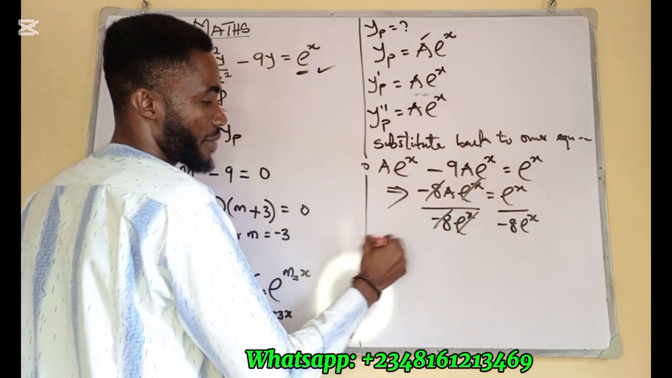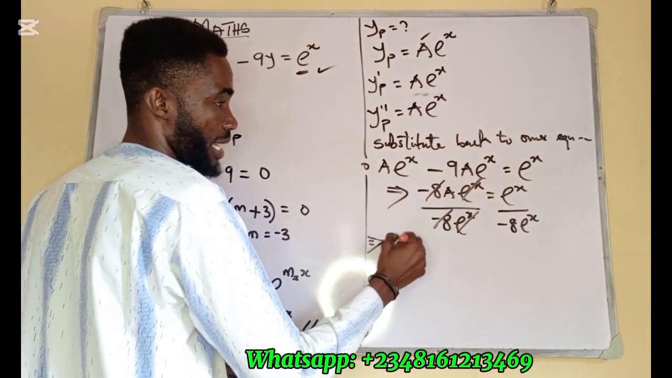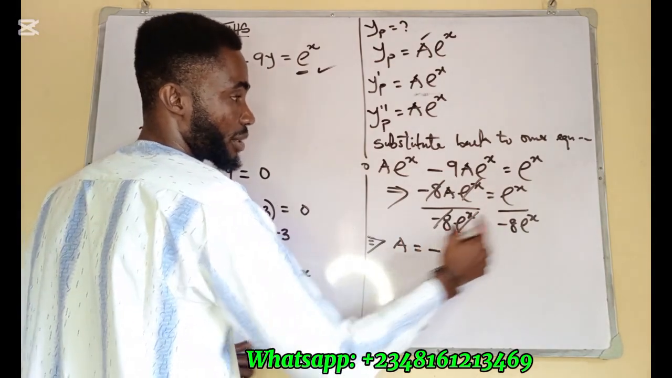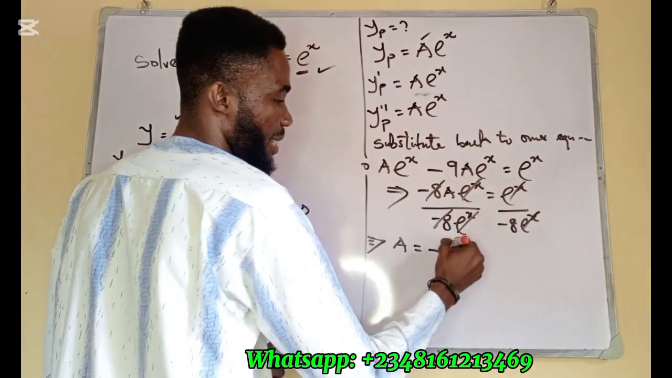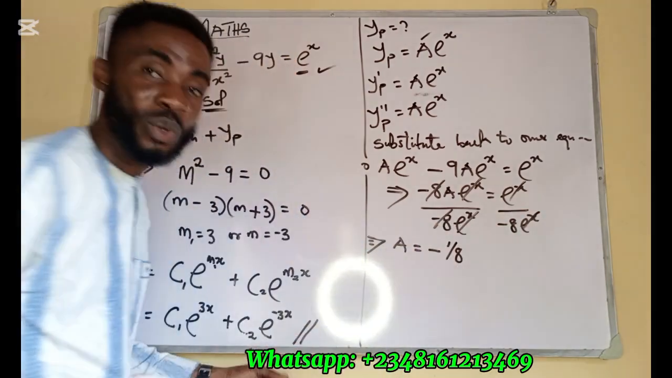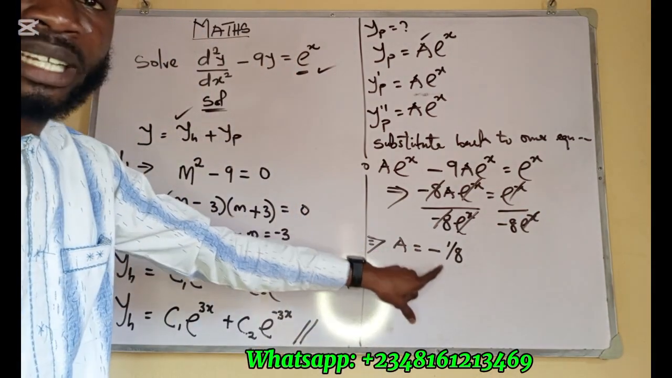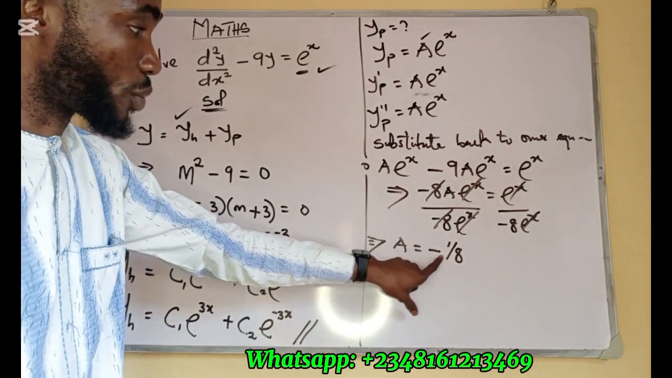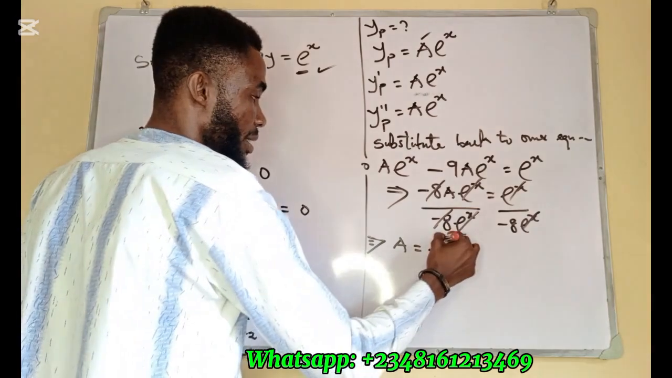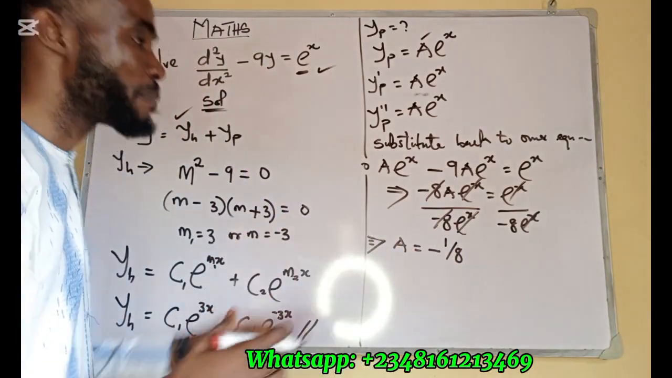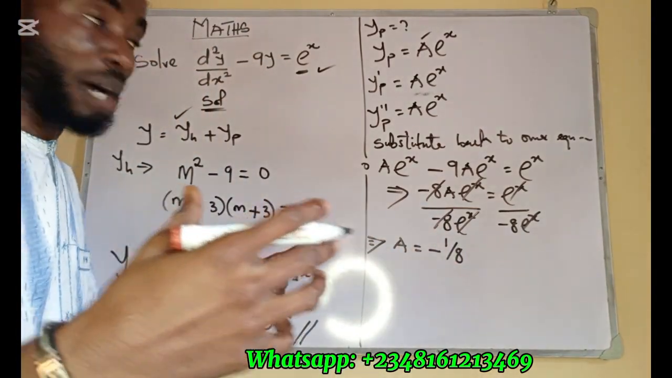So if you watch here, I'll be having a is now equal to minus, this cancels this, and I have minus 1 over 8. So the constant a is now 1 over 8, but in negative, minus 1 over 8. Exactly. So next now is to get the complete solution.